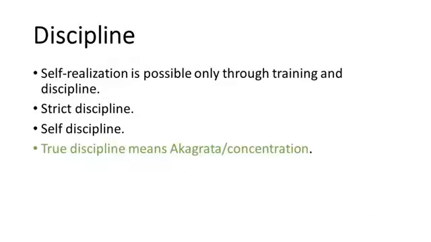Next, discipline. Discipline is very important here. It is said that self-realization is possible only through training and discipline. Strict discipline was observed. However, that strict discipline should come from self rather than being imposed by somebody. True discipline means Ekagrata or concentration. So this Ekagrata is the stage when the child gains control over all his senses, mind, intellect, ego and consciousness.